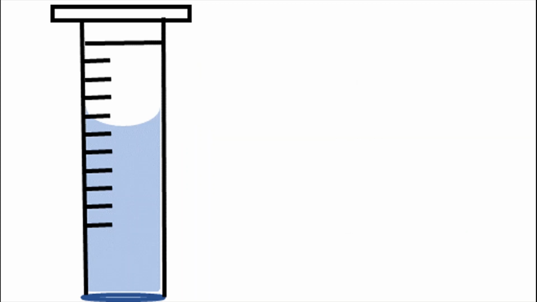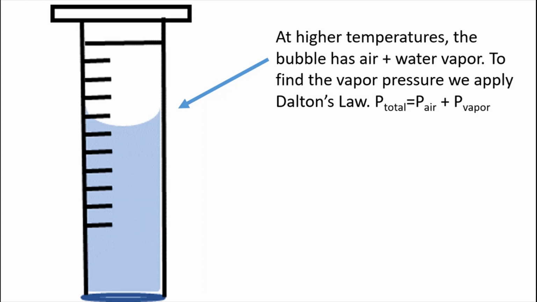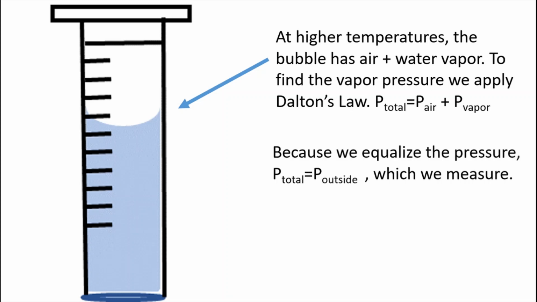Okay, now let's say that we are reading the bubble at a higher temperature, all right? At a higher temperature, now the bubble has both air and water vapor in it. To find the vapor pressure, we're going to apply Dalton's law that says that the total pressure in the mixture will be the sum of the partial pressures, in this case, air and water vapor. Because we equalized the pressure between the inside and the outside, that means that the total pressure inside equals the pressure on the outside, which is whatever the barometer said that it was.